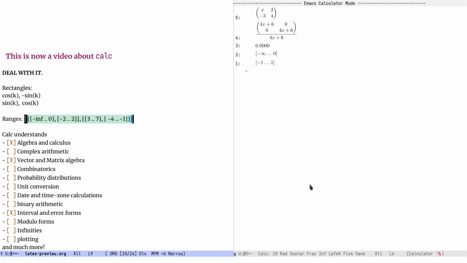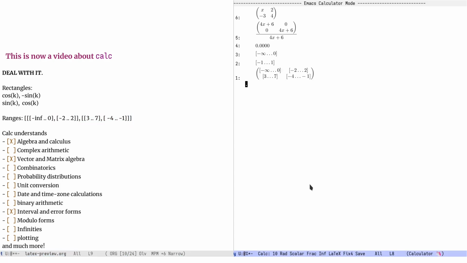We're going to grab this matrix of intervals into calc and double it. That updated the intervals correctly. Simple enough. Let's square it though. And yep, calc handles mixed matrix and interval algebra correctly. The same is true for other data types calc understands. If you use the plus minus operator, calc handles it as an error form.